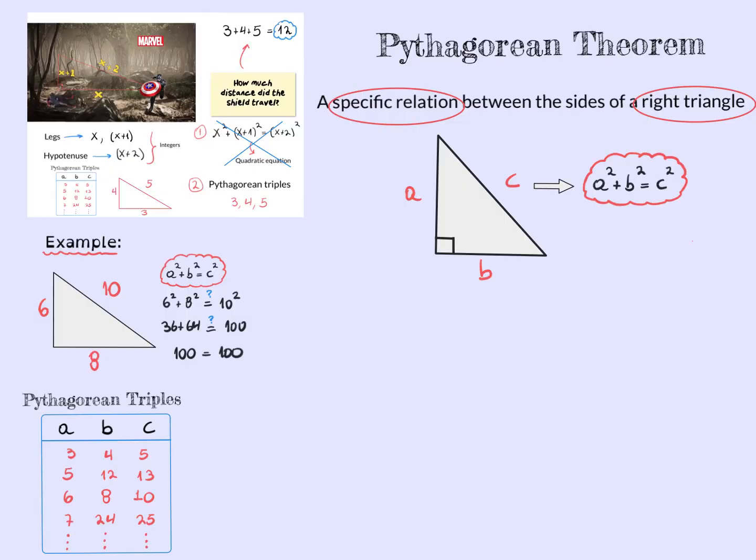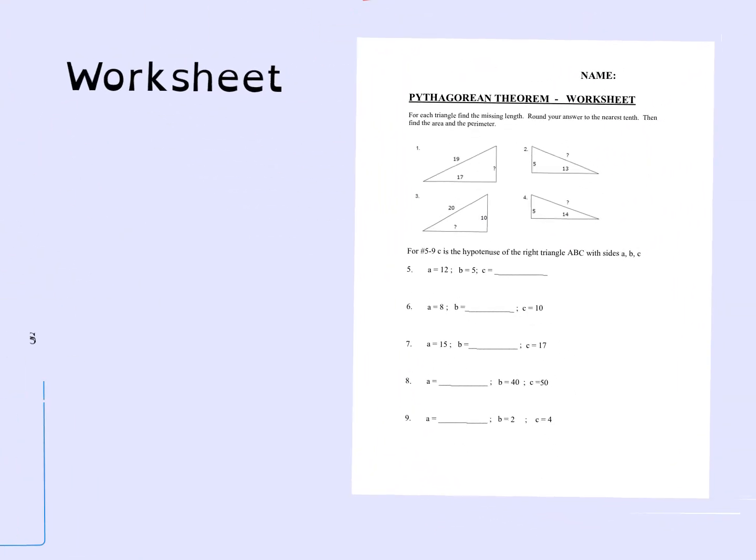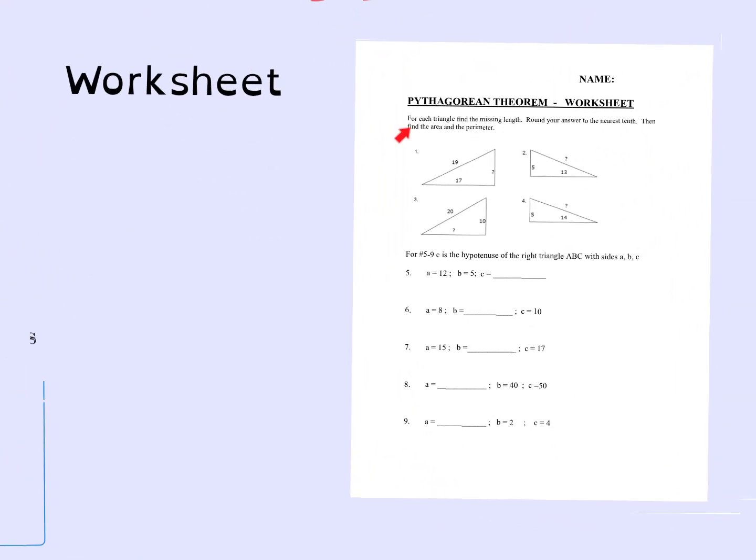For the last part of this video, we are going to do one problem from the worksheet I handed to you in class. Okay, so let's read the instructions. For each triangle, find the missing length. Round your answer to the nearest tenth, then find the area and the perimeter. For this video, I'm just going to find the missing length. You will have to find the area and perimeter of the triangle. Okay, so I'll do the first one.